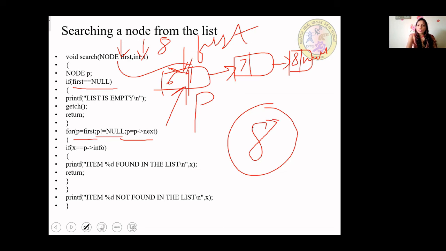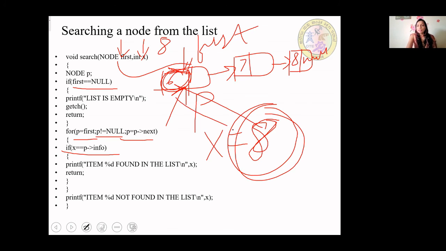What do I want to search? 8. So first I'll check: is x equal to p of info? x is 8, and p is pointing to the first element. So if x is equal to p of info, is 8 equal to 6? Is it equal or not? It is not equal. So if it is not equal, what do we have to do? We have to increment: p is equal to p of next. So p will point here.